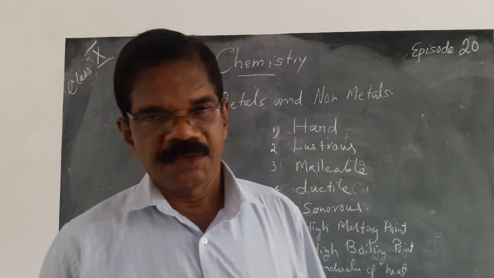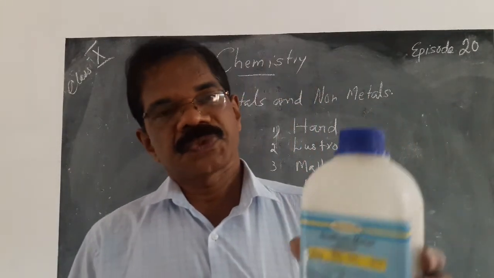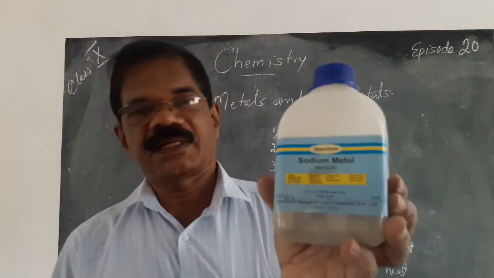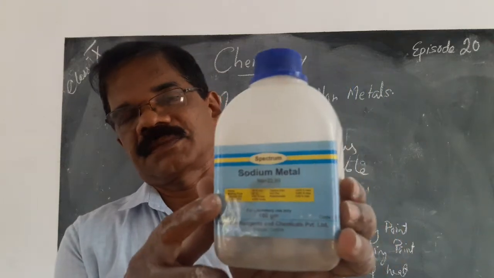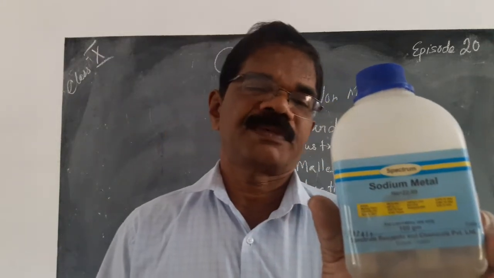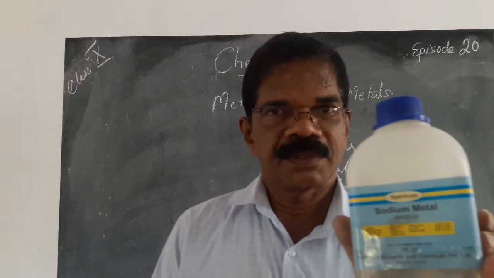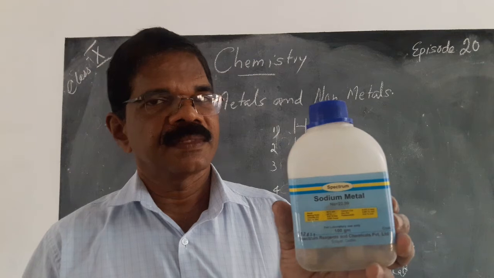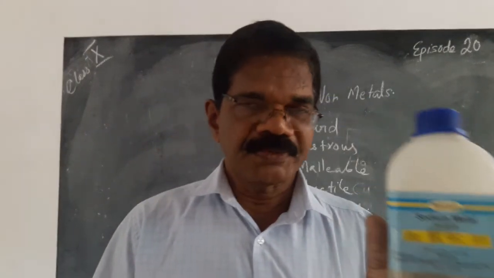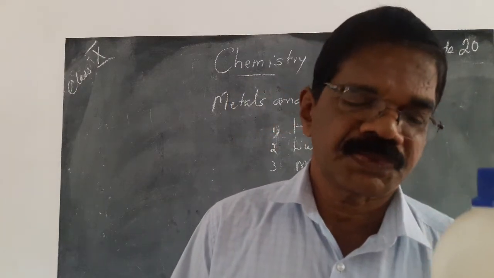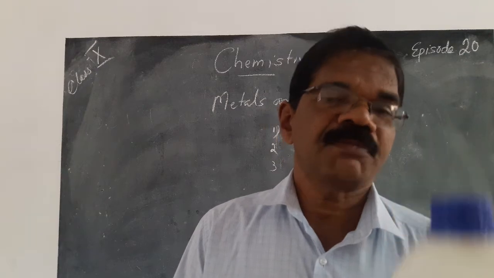For example, which are the soft metals? One of the soft metals is sodium. You can do the experiment. Near the glass, this is sodium metal. It is soft, so we can cut it with a knife. Sodium and potassium, though they are metals, have special properties we can remember. The first and most important is that they are soft metals.